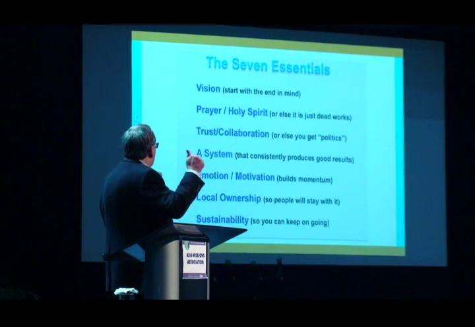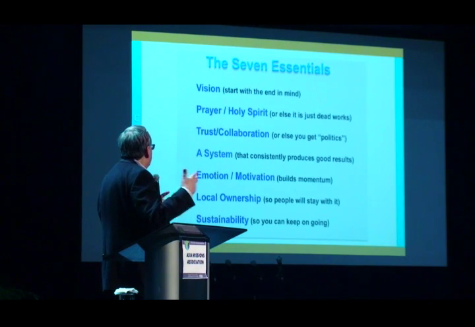There are seven essentials that you need. You need vision, you need prayer and the Holy Spirit, you need trust and collaboration or else you get politics. You need a system that consistently produces good results. You need emotion and motivation in whatever you're doing. You need local ownership and you need sustainability.